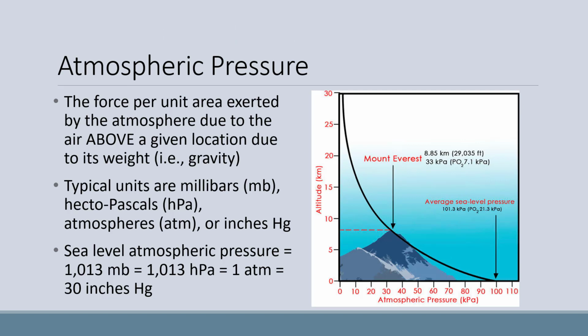Atmospheric pressure is the force per unit area exerted by the atmosphere due to the air above a given location due to its weight. It is literally the weight of the overlying air. Because of that, atmospheric pressure is not uniform with altitude. Typical units are millibars, hectopascals, atmospheres, or inches of mercury. At sea level, the atmospheric pressure is 1,013 millibars, 1,013 hectopascals, 1 atmosphere, or 30 inches of mercury.